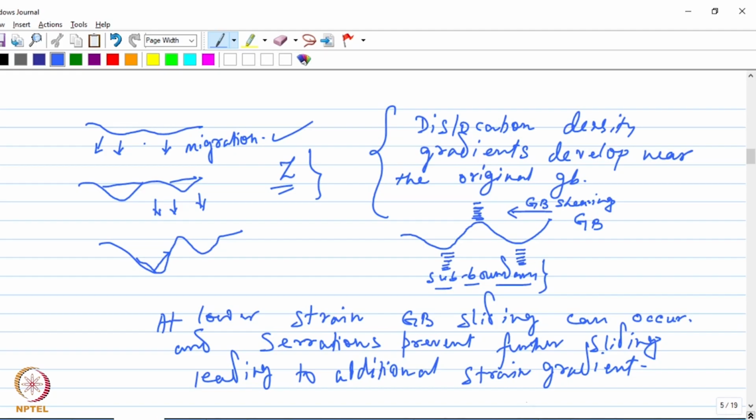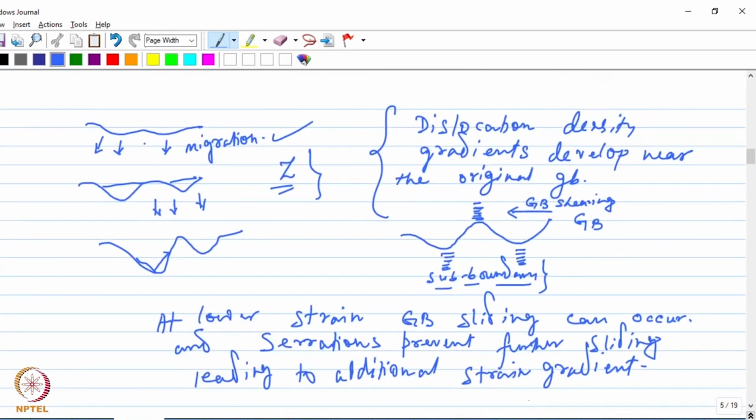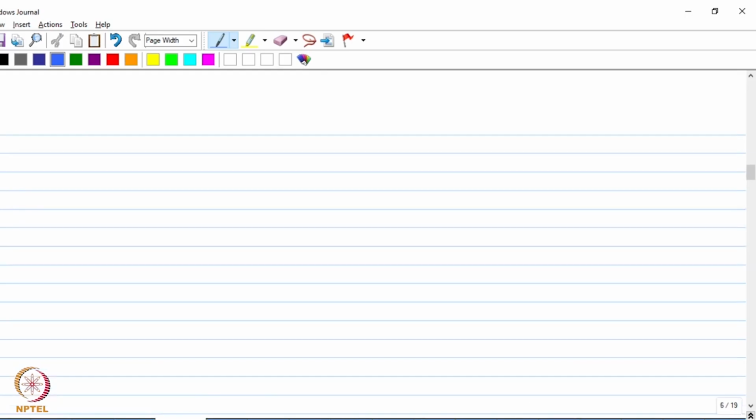That can be represented with a diagram like this. So if we call this the first stage, then the second stage will be this, that is, development of additional strain gradient due to the prevention of the grain boundary sliding by the serrations. So we can call that stage 2, and it can be represented by a diagram like this.